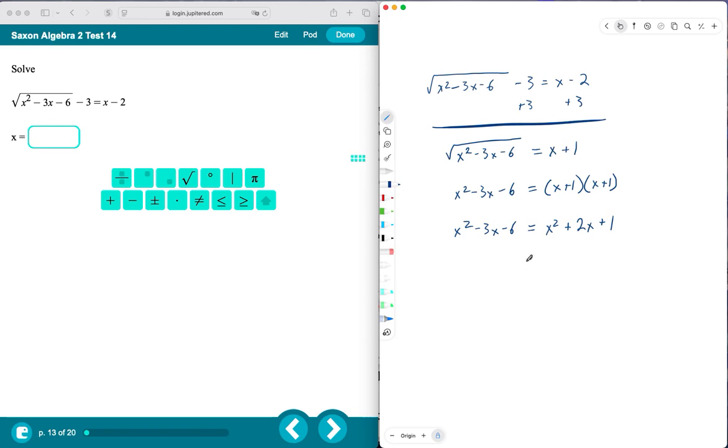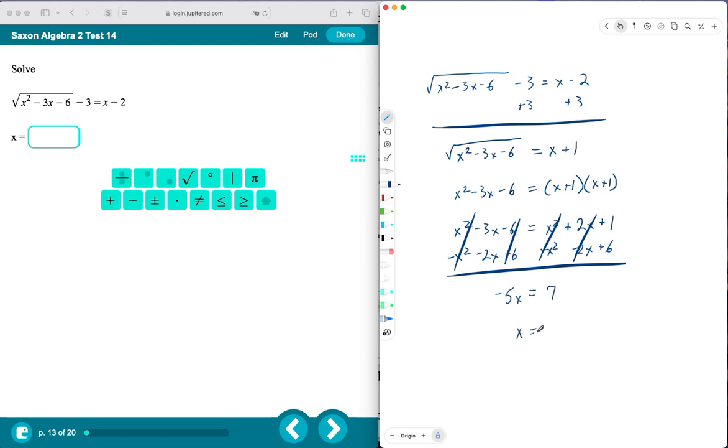So now I'm going to combine these to one side. Let's subtract x squared from both sides. The x squares go away. And I'm going to subtract 2x from this side, so that goes away. And I'm going to add 6 to both sides, so this goes away. So I have negative 5x is equal to 7.